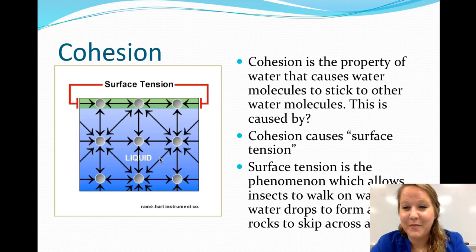Now, cohesion is a pretty cool property of water. It causes water molecules to stick together to other water molecules. So what this does is cohesion causes surface tension. Because of these hydrogen bonds, your water molecules stick together, so then you get surface tension. And surface tension is a phenomenon that allows insects to walk on water, water drops to form, and rocks to skip across the pond, because you have those bonds connecting each water molecule to all the other water molecules.